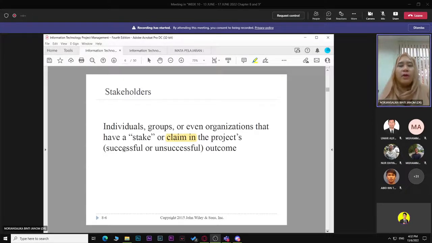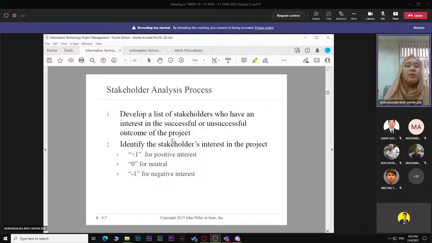Okay, what are stakeholders? People who have a stake or claim in the project, who have an interest in the project, whether the project succeeds or not, they have involvement. It can be indirect, it can be direct participation. How that works, I will explain to you later. Okay, so far, do you have any questions?